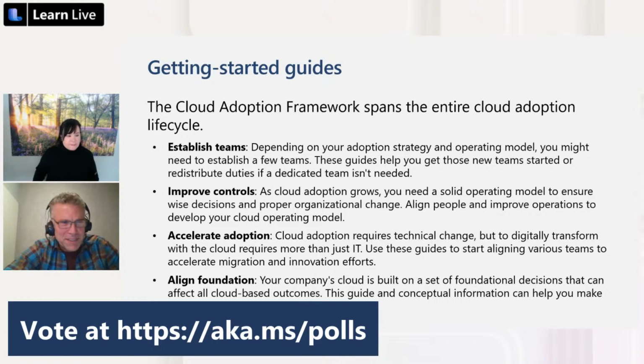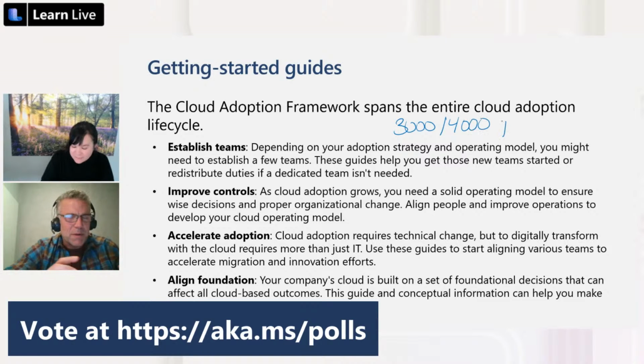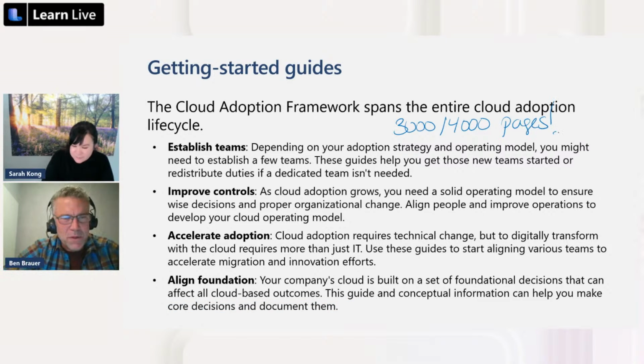I would like to make one comment about that, because I know we have to move as fast as possible. There are 3,000 to 4,000 pages of the Cloud Adoption Framework. Massive, so it's a lot of content to read. Exactly. That's why we have these getting started guides. Basically what they're doing is bringing together the most important, the most salient things to get you started.